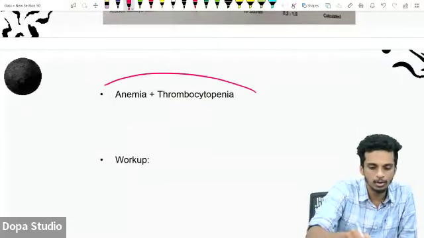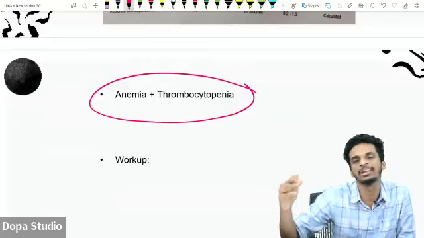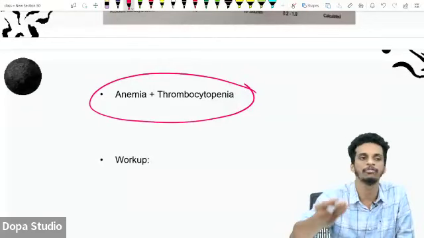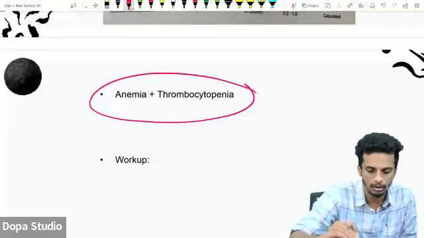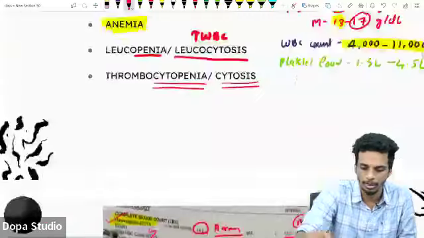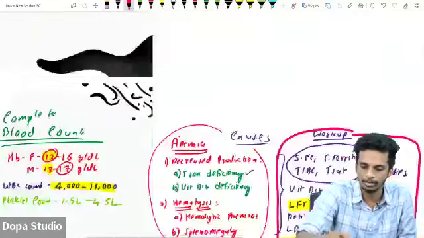So the anemia plus thrombocytopenia combination is seen in many conditions, but let's first finish the rest of the investigations, and then if we have time, we can come back to this because it's not that important. The workup of anemia we have already discussed.